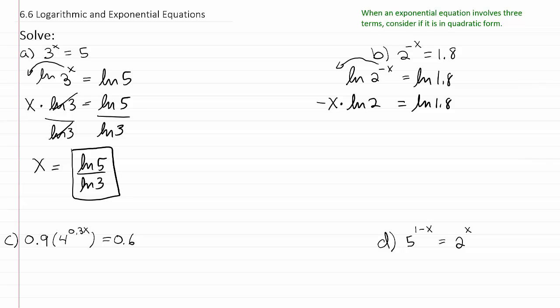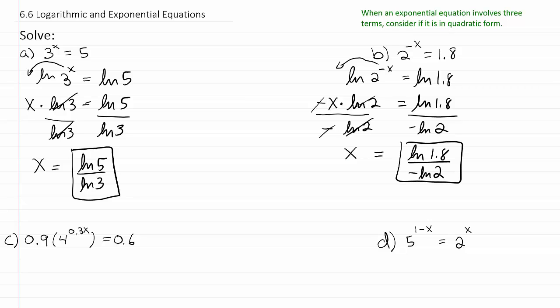And then we can divide both sides of the equation by negative ln of 2. If we do that on the right-hand side, we'll get negative ln of 2 in the denominator. The negative will cancel out with the negative. The ln of 2 will cancel out with the ln of 2. And we'll have x is equal to ln of 1.8 divided by negative ln of 2. And again, you can approximate that if you'd like with your calculator, but there's the exact answer.